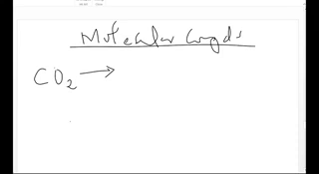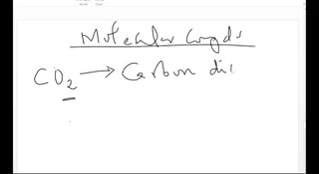For example, this one is popularly called carbon. Are we together? How many oxygen do we have here? Two. Because you have two oxygen, it's going to be di. So this is carbon dioxide. Are we following? Yes, sir.